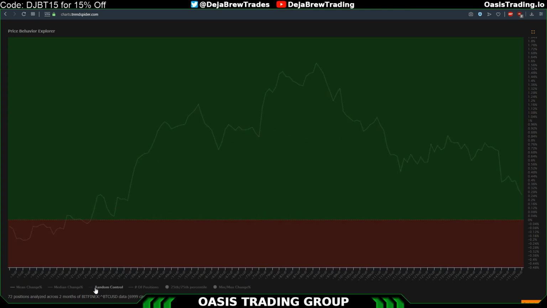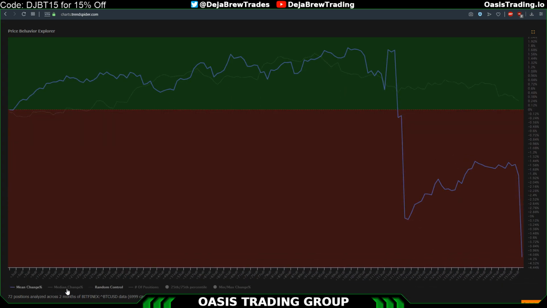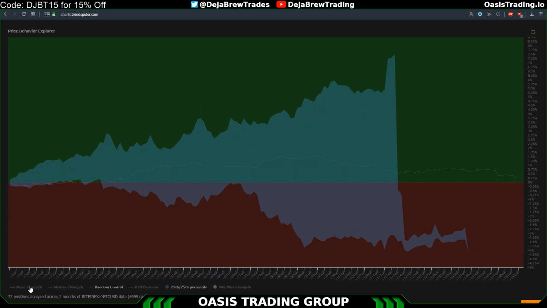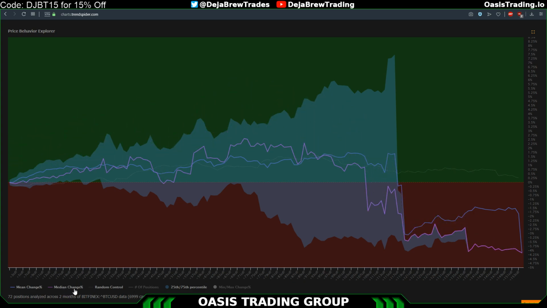This is a random control, so just a random strategy. Number of positions we already went over. This gives you a percentile of your strategy. As you can see, the upper range is going to be a bigger percentage move. The lower range is going to be a negative percentage move.